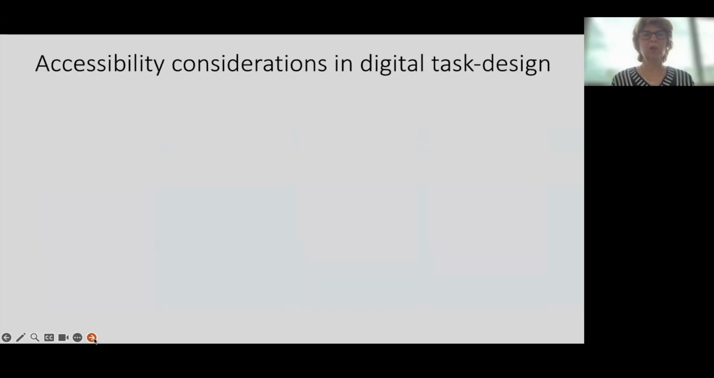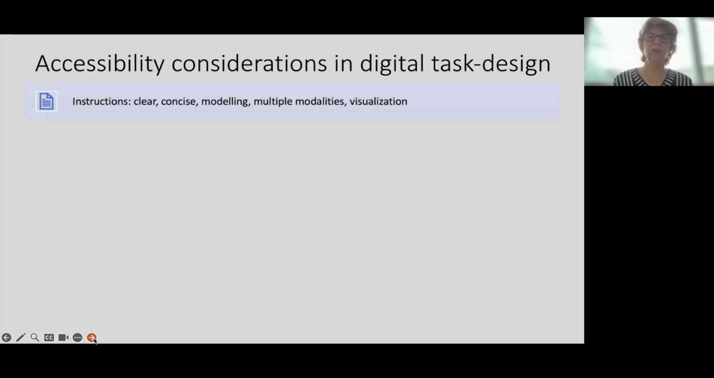So what are the considerations that we can put in place for instructional task design when we use digital technology, but also when we design any kind of task? Making sure that our instructions are clear, concise, we model what the students need to do, we present the instructions in multiple modalities, and if possible, we also visualize some of our instructions of how to use the task, how to use the tool, the app, the digital environment.